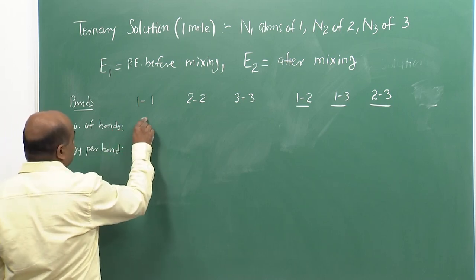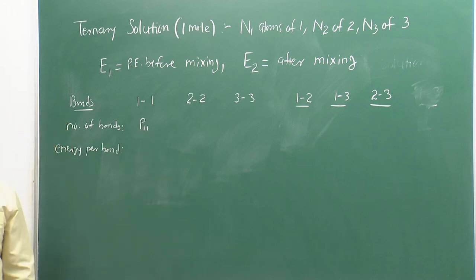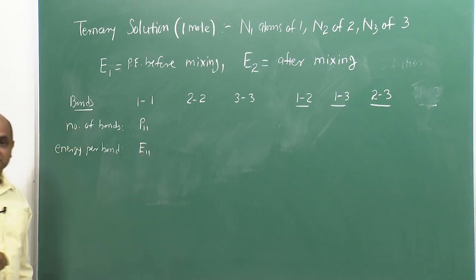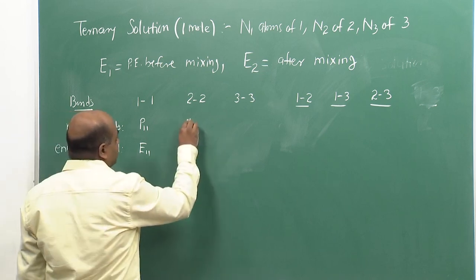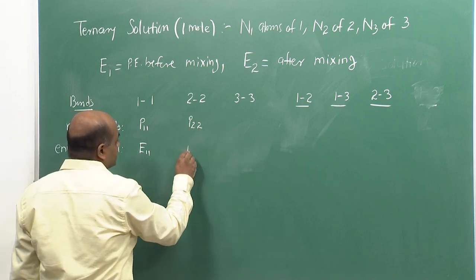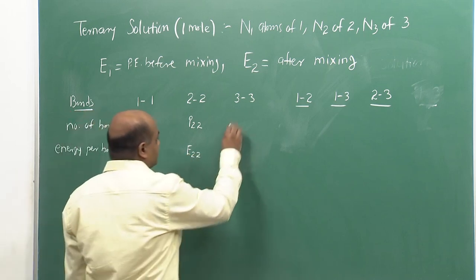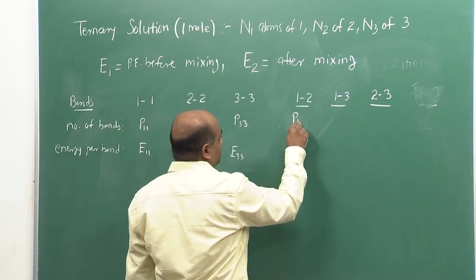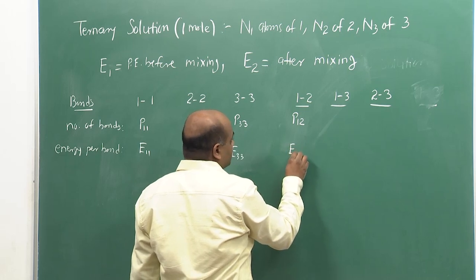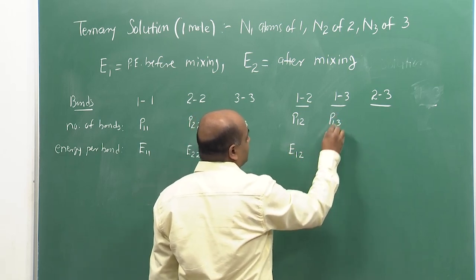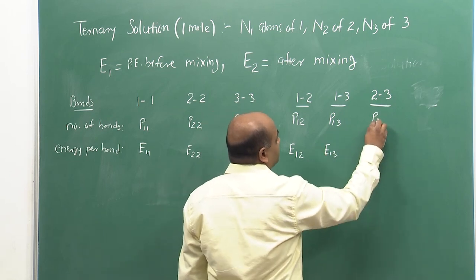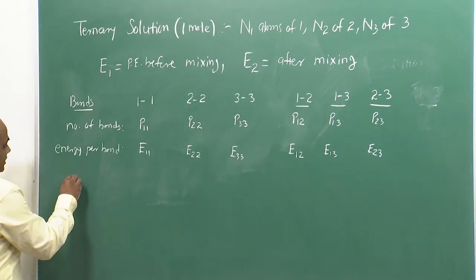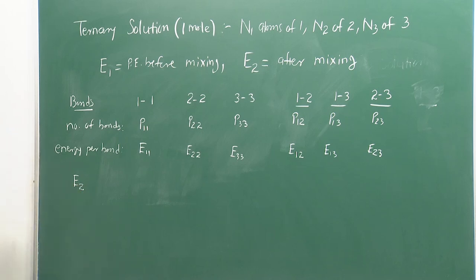Let us say there are P11 number of 1-1 type of bonds and each bond has an energy E11. Similarly, P22 number of bonds each having energy E22, P33 number of 3-3 bonds each having energy E33, P12 bonds with energy E12 per bond, P13 bonds with energy E13 and P23 bonds with energy E23. So, what will be the total energy after mixing?